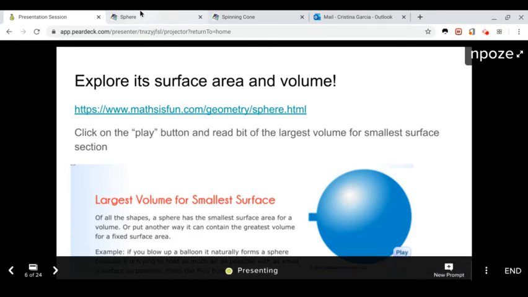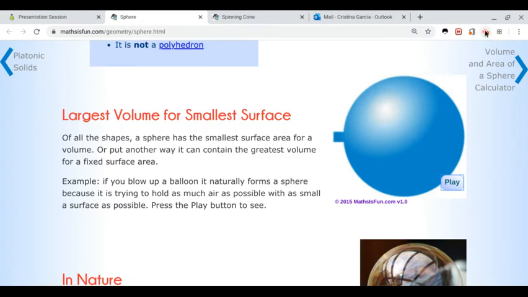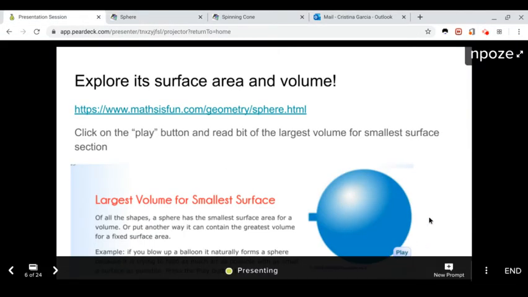So obviously, again, you could see that if you did click on the play button on the actual website, it blows up, and then you can see how even though it seems like it is getting bigger, it's still the smallest surface area possible. So we're gonna go ahead and move on.